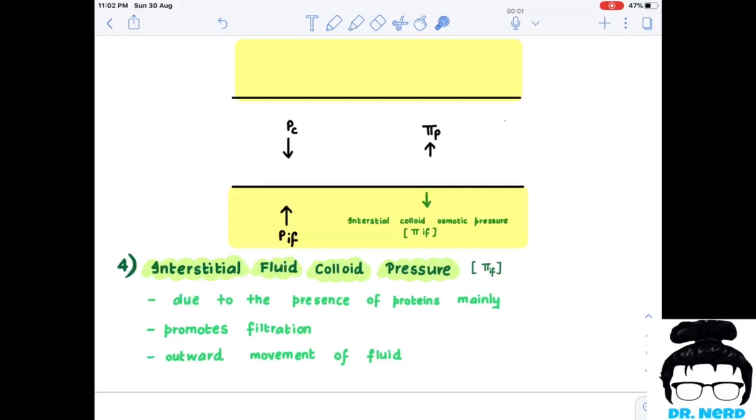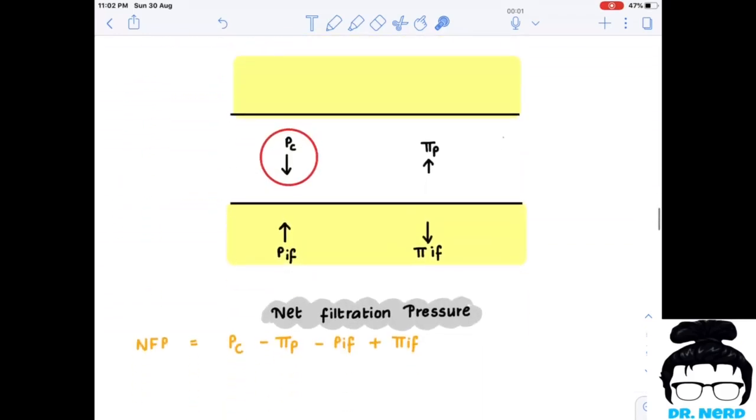So this interstitial fluid colloid pressure is similar to the plasma colloid osmotic pressure. It is also due to the presence of large proteins, and again let's see the direction. Can you see it? Yes, it is responsible for outward movement of fluid, which means that it promotes filtration. Okay, now with the help of these symbols and directions, we can derive the equation for net filtration pressure.